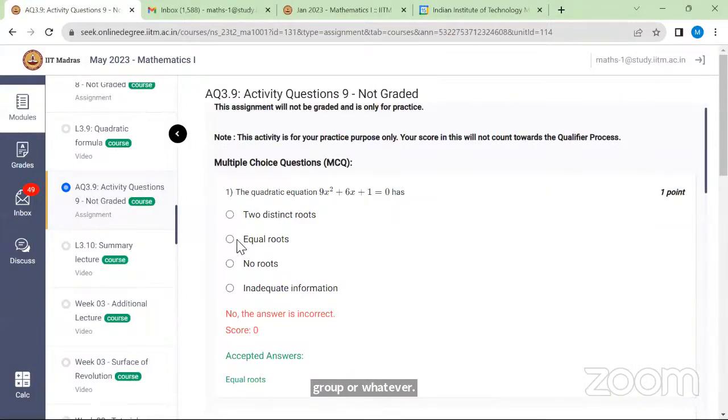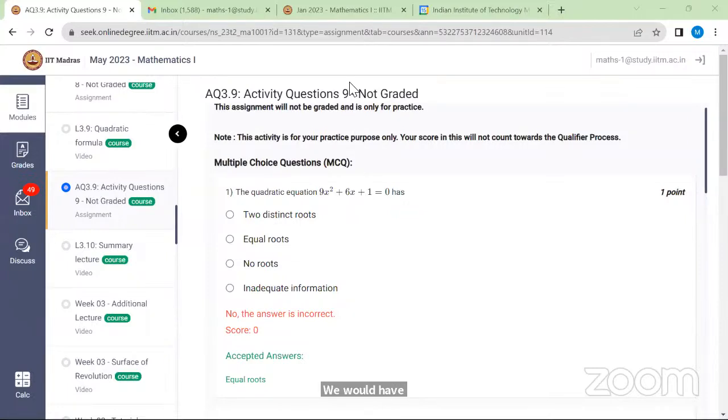So it has equal roots, right? Minus 1 by 3 minus 1. Is it clear now? When the determinant is positive, it will have two distinct roots, right? Yes, we will have two distinct roots, correct?